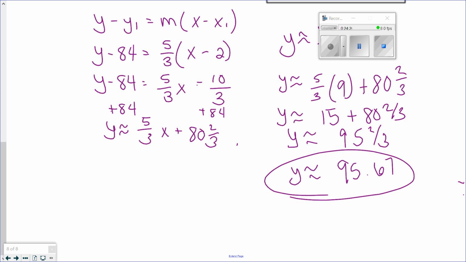So if you have any questions, please jot those down. We're going to spend an extra day on this too because I'm going to show you how to use your calculator for best fit lines, and we'll do that in class together.